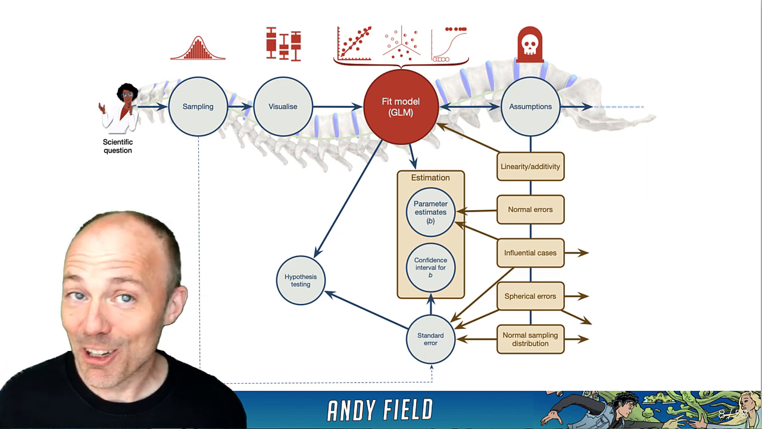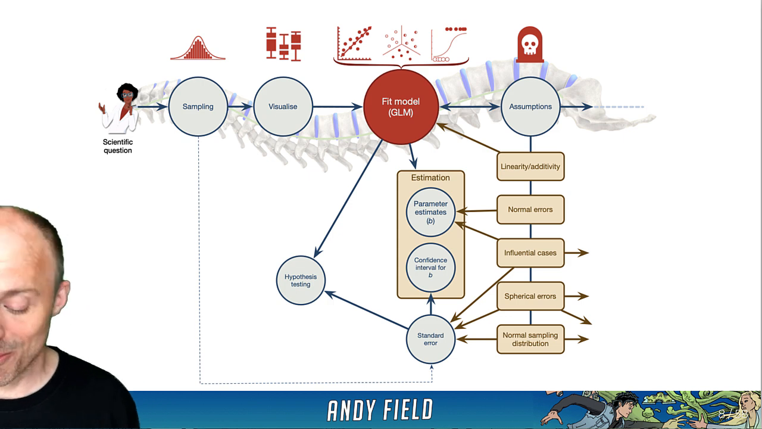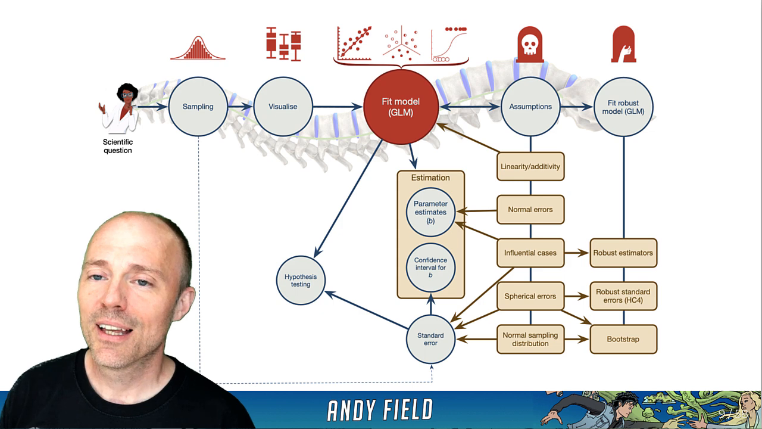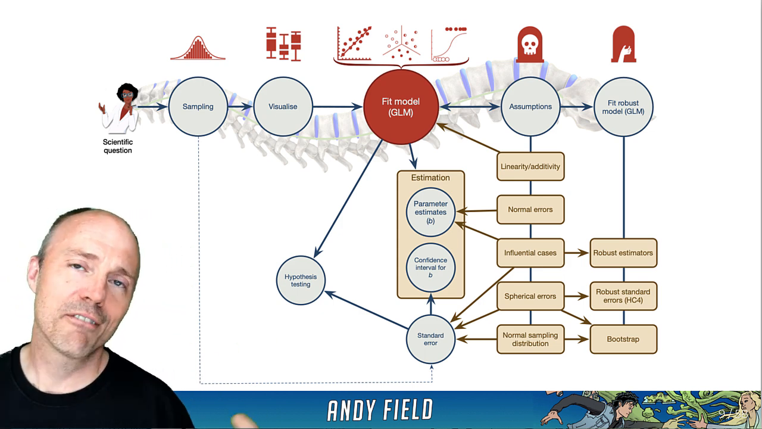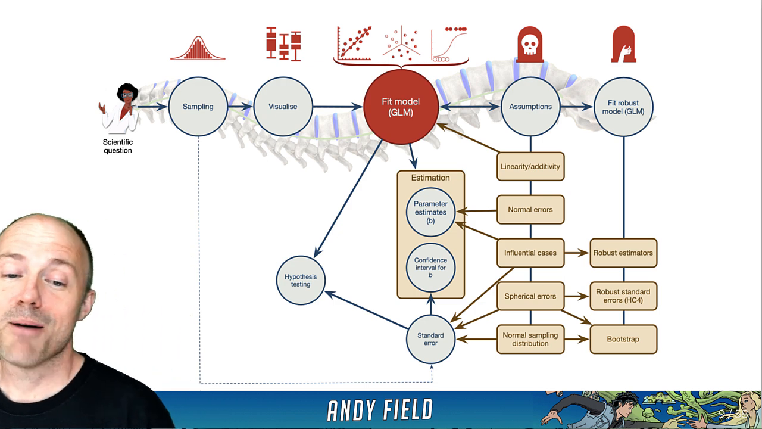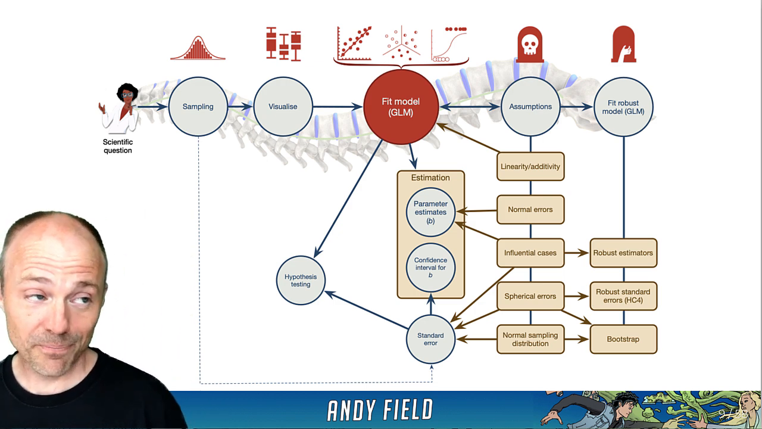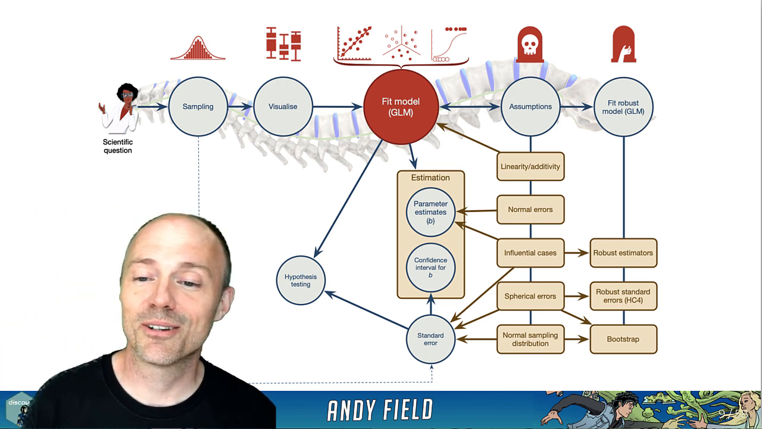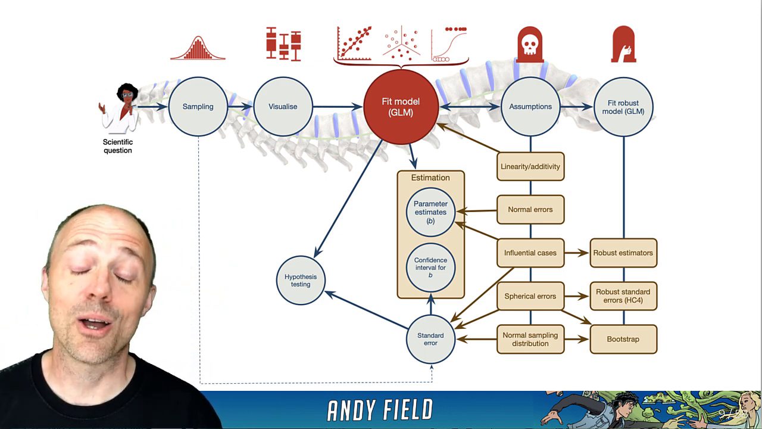And depending on the outcome of having a look at your assumptions, you might want to fit a variant of your original model. There's a whole family of models known as robust models. So these are models that are, well, as the name suggests, robust to the violations of assumptions.